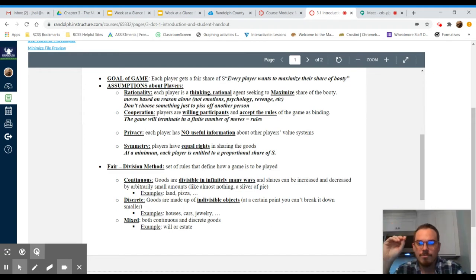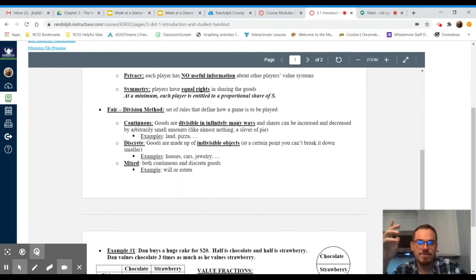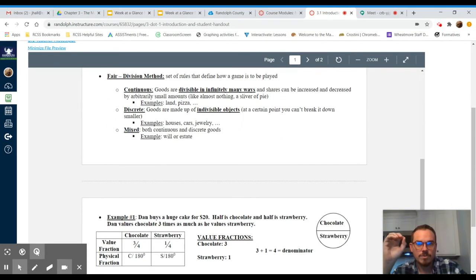All right, so fair division method, right? I believe that's the entire title of the lesson: fair division games. What's our fair division method? A set of rules that define how a game is to be played. We've got different ways that games can be played. 1, continuous. Goods are divisible in infinitely many ways, and shares can be increased and decreased by arbitrarily small amounts, like almost nothing. A sliver of pie, right?